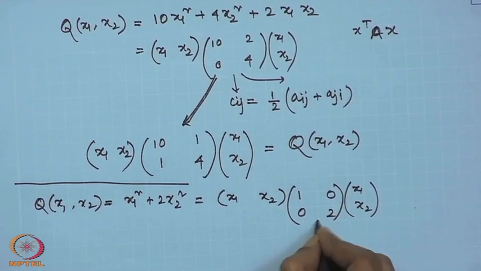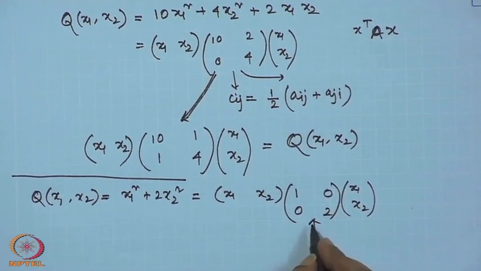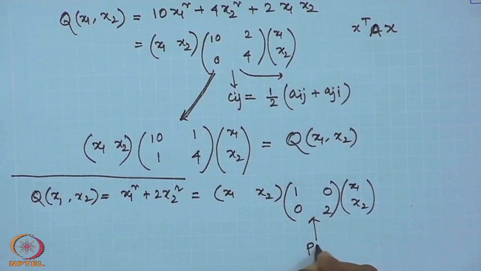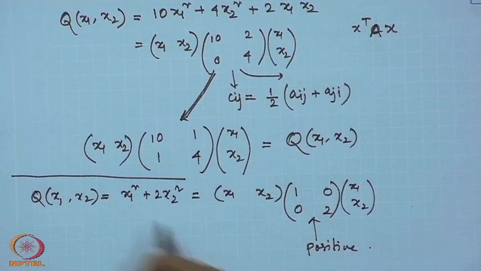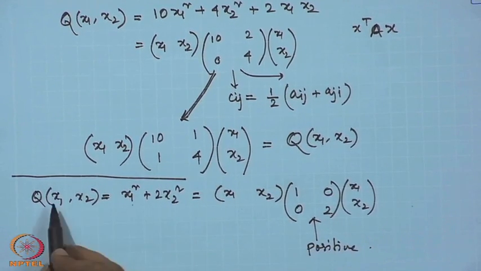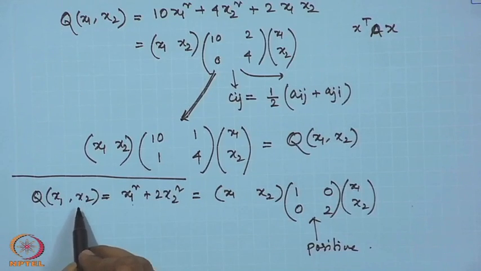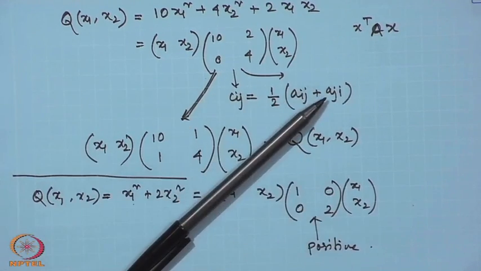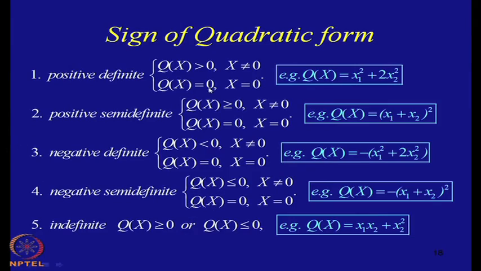Certainly this matrix is the symmetric matrix. Not only that, this matrix is positive definite. Why? Because for every nonzero x1 and x2, this Q value is always greater than 0, and for x equal to 0, the Q value is equal to 0. That is why we say the corresponding matrix is the positive definite matrix.